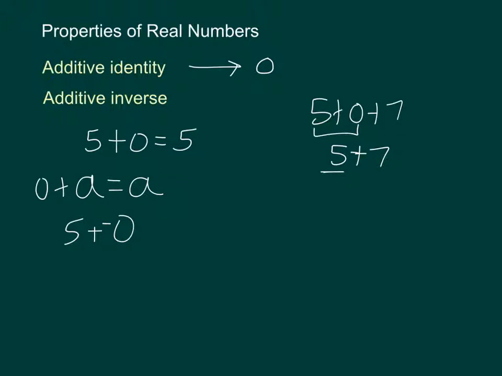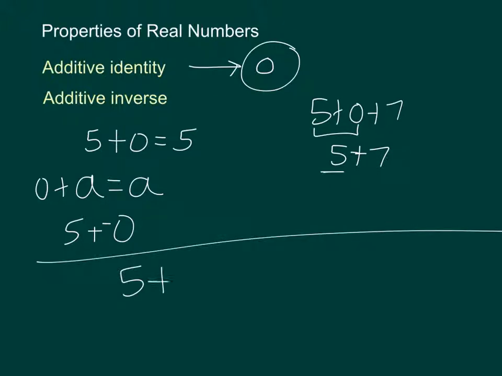For additive inverse, this is an operation that gets us back to the additive identity. So when I have a number plus another number, that gives me 0, the additive identity. So when my result is the additive identity, that is additive inverse. So when you get 0, that's additive inverse.